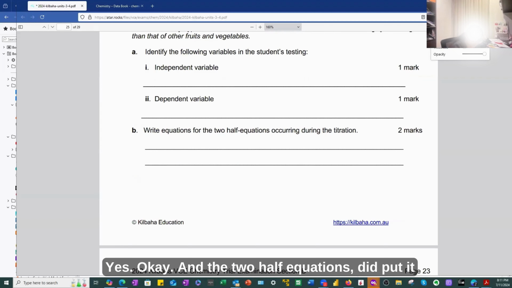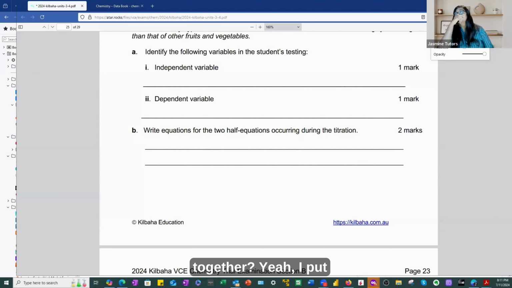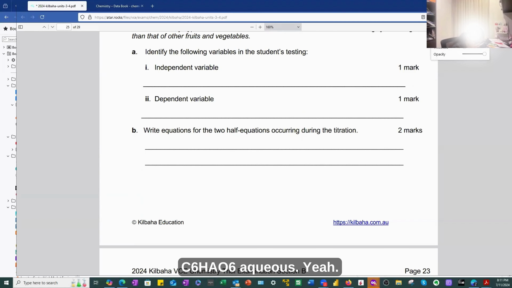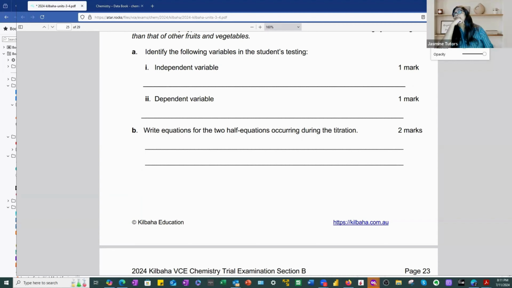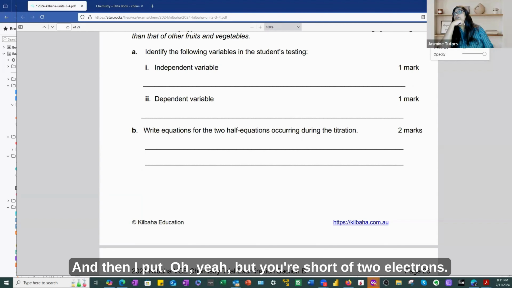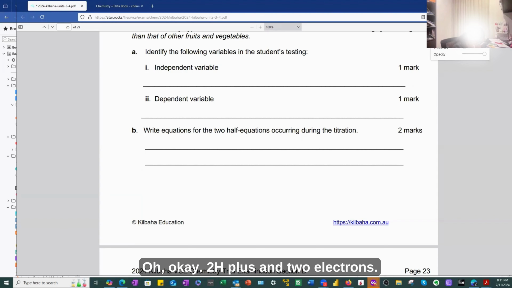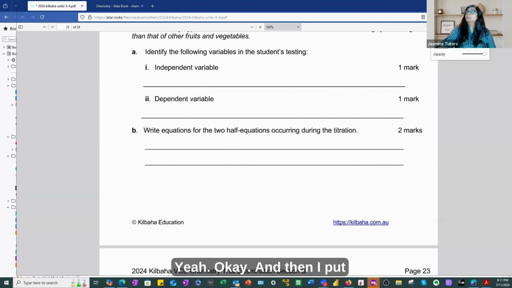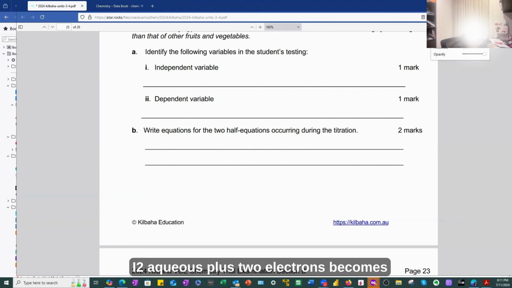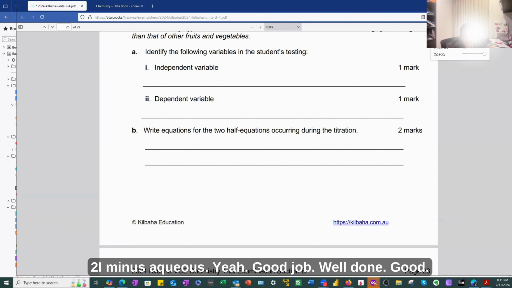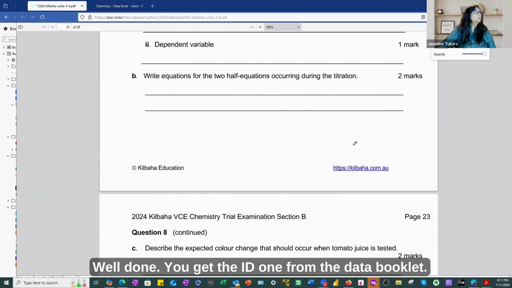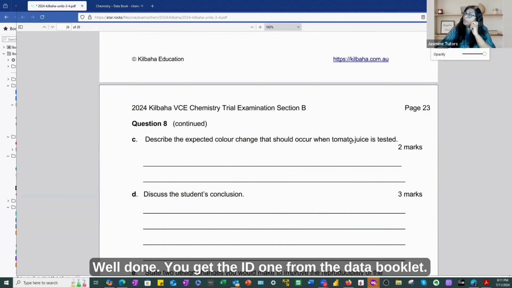And the two half equations, did you put it together? Yeah, I put C6H8O6 aqueous becomes C6H6O6 aqueous plus 2H plus. But you're short of 2 electrons. Oh, okay. 2H plus and 2 electrons. And then I put I2 aqueous plus 2 electrons becomes 2I minus aqueous. Good job. Well done. You got the iodine one from the data booklet.